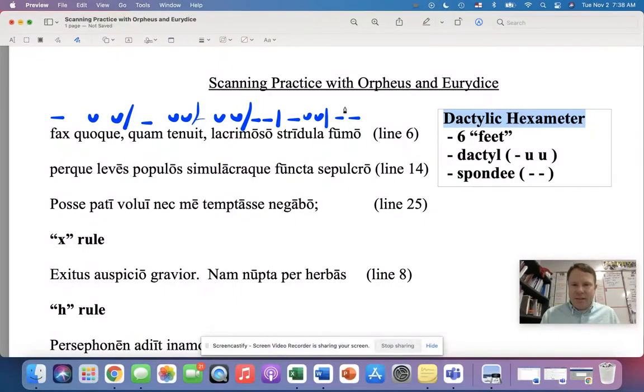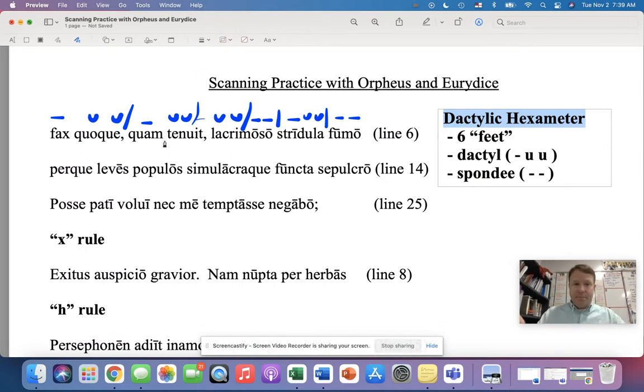And most of the time, like 99% of the time, a line of dactylic hexameter will end bum-pa-bum bum-bum, stridula fumo. About 80 to 90% of the time, a line of dactylic hexameter will start out with a dactyl, vox quoque. And then it's really these sort of middle feet that we have to figure out.